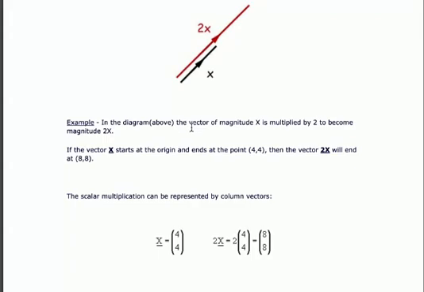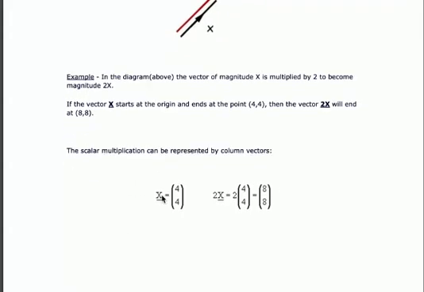In the diagram above, the vector of magnitude x is multiplied by 2 to become magnitude 2x. If the vector x starts at the origin and ends at the point 4, 4, then the vector 2x will end at 8, 8. So basically what we are doing is multiplying the first vector by 2. 2 times 4 is 8. 2 times the second 4, which is the y coordinate, is 8 again to give you 8, 8.